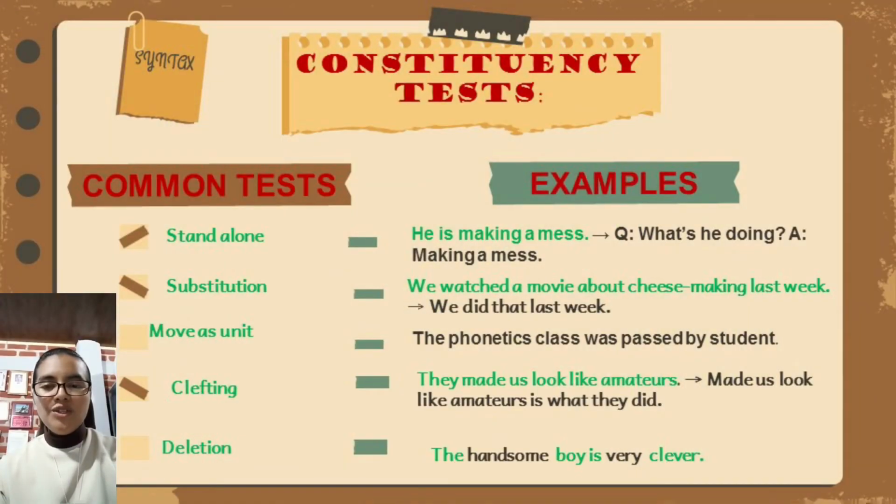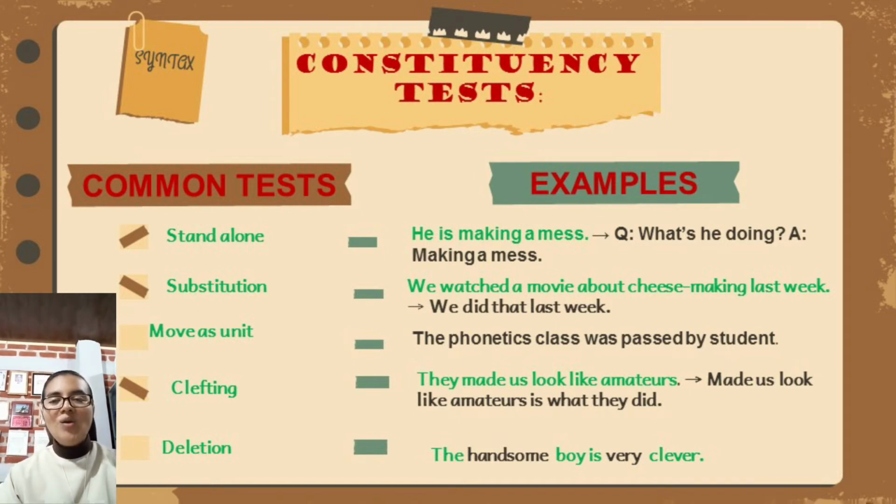What about the constituency tests? They are really important because it's a diagnostic used to identify the constituents of a sentence. Then we have here the most common tests. Stand alone: a group of words can stand alone in response to a question. Then we have substitution. You can replace or change the phrase with another phrase at the same time, right? Then we have move as a unit. A group of words that can move together is a constituent.